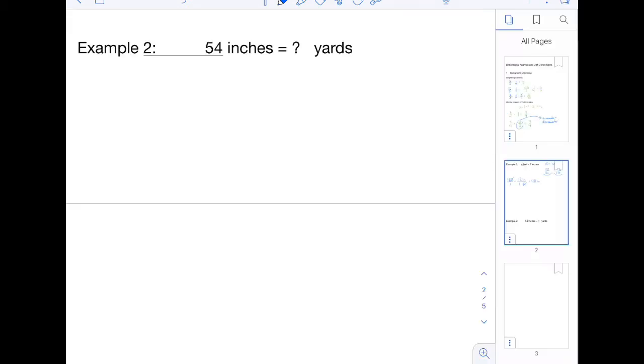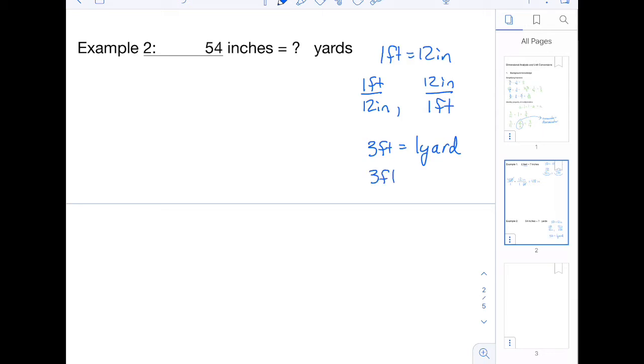Let's go to another example. So now I have 54 inches and I want to convert to yards. So again, I know that 1 foot is 12 inches. And I also know the relationship between feet and yards. 3 feet is the same as 1 yard. So I can write this either as 3 feet for every 1 yard, or I can write this as 1 yard for every 3 feet.